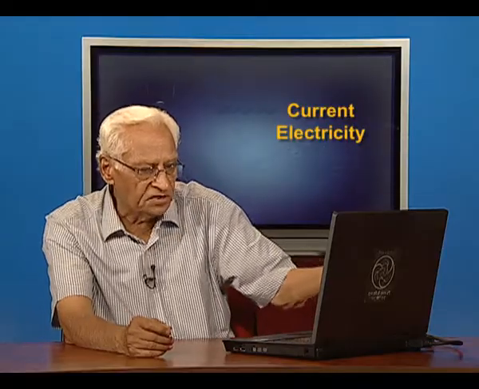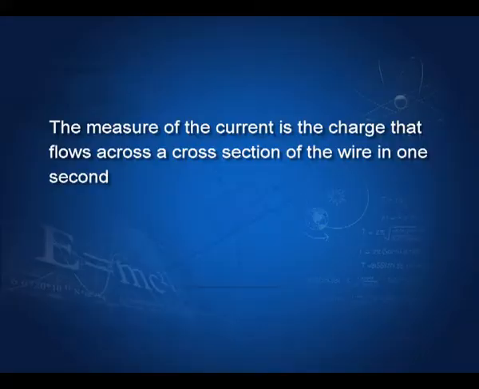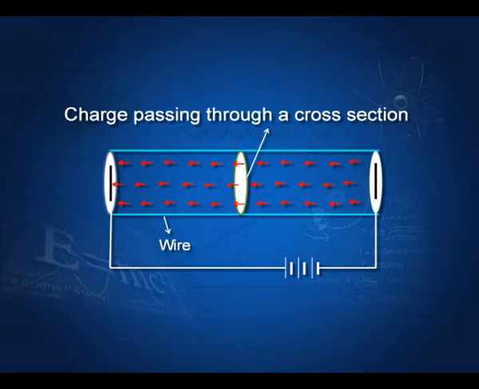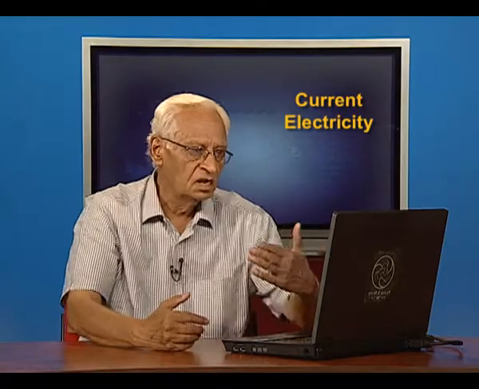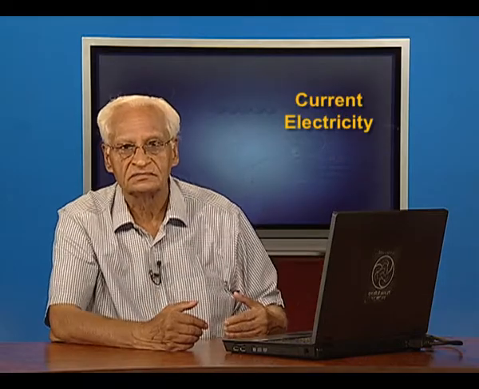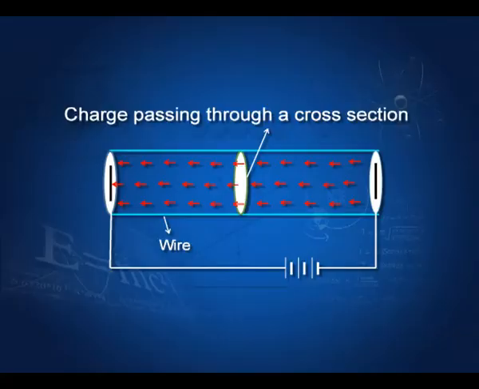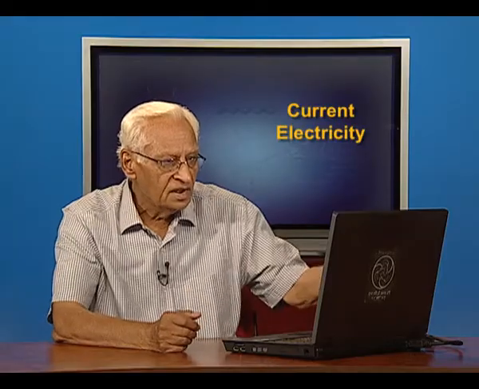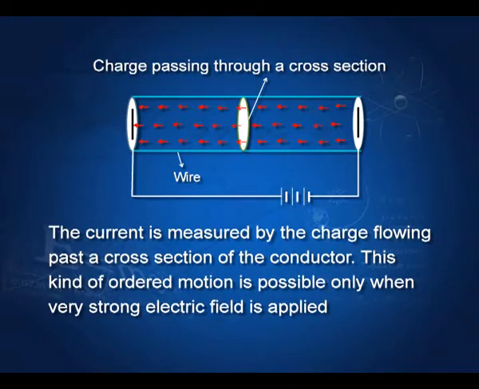The measure of the current is the charge that flows across a cross section of the wire in 1 second. Let me go back to this. I have chosen this cross section, and I find the number of electrons moving through this cross section, and then the rate at which the electrons move across this cross section is the current, the flow of charge per second. Remember that this is only when the electric field is very strong. Otherwise, the motion is random.